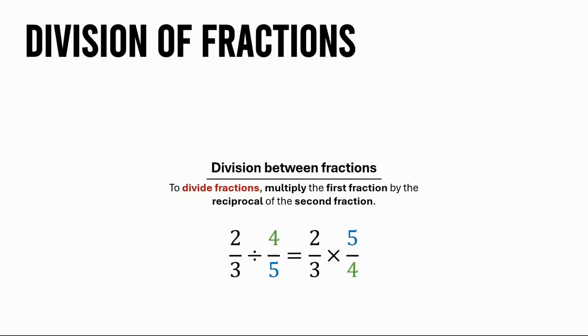We have written the reciprocal of 4/5, which is 5/4. And now we multiply 2/3 by 5/4. Then we multiply the numerators between them, 2 times 5, and multiply the denominators between them, 3 times 4. So we reverse 4/5 to 5/4, and now we multiply across 2 times 5 and 3 times 4.